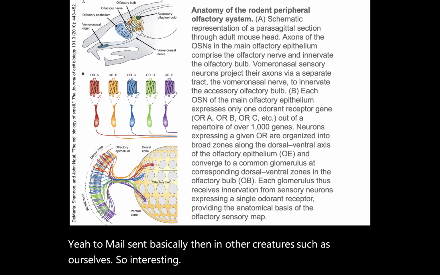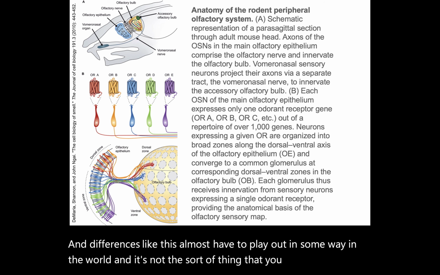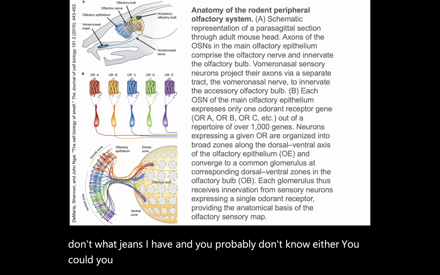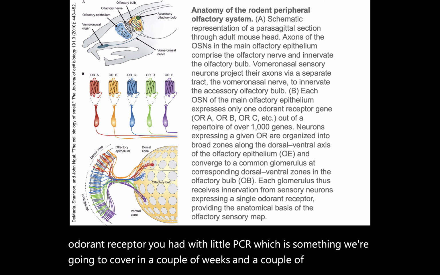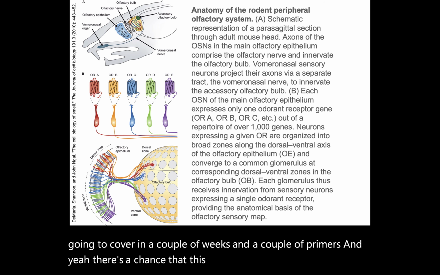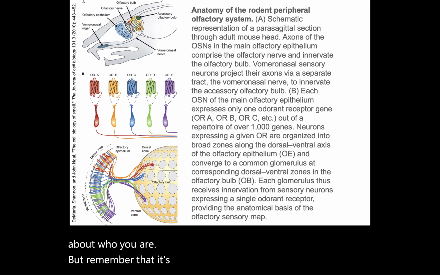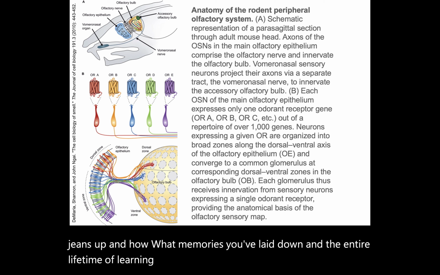And differences like this almost have to play out in some way in the world. And it's not the sort of thing that you would ever know. I don't actually know what genes I have, and you probably don't know either. You could sequence them. You could figure out which version of the odorant receptor you had with a little PCR, which is something we're going to cover in a couple of weeks, and a couple of primers. And yeah, there's a chance that this would explain something about who you are. But remember that it's not just genes, it's also how you hook the genes up and what memories you've laid down, and an entire lifetime of learning that's behind this. So yeah, that's something. Anyway, this is just hammering home the idea.